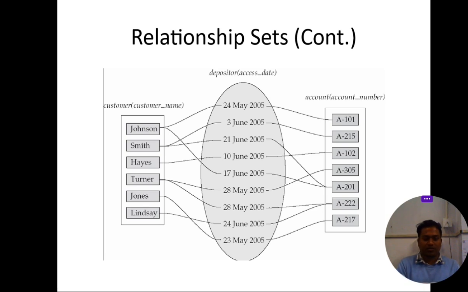Smith is also connected with 3 June 2005 and 21 June 2005, and the account numbers are A215 and A201. So the customer is connected with the depositor, and the depositor is also connected with the account number. One customer can have many access dates and can have many account numbers.